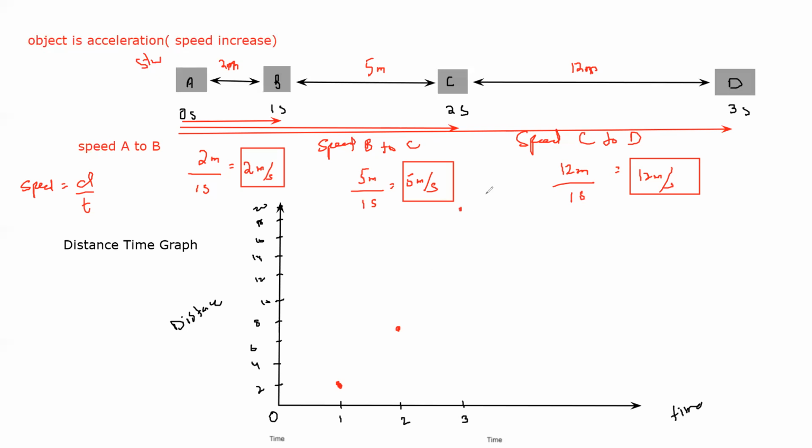So when I join these points to complete the graph, how will it appear? It will appear as a curve. So whenever an object is accelerating, the graph will be a curve, and the slope of this curve will increase. Is it clear? The distance time graph which is explaining the motion of an object.